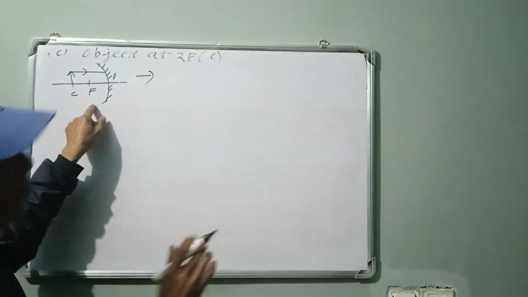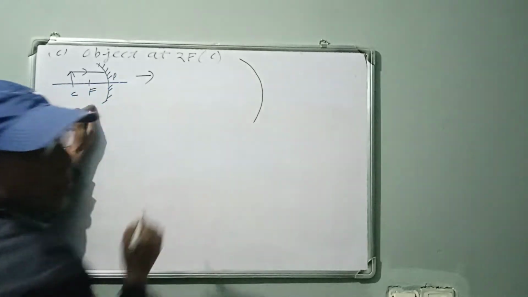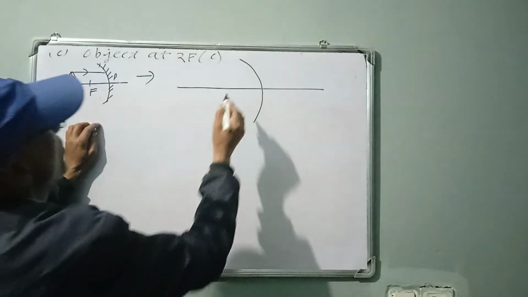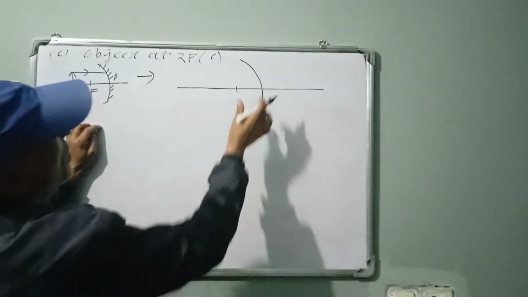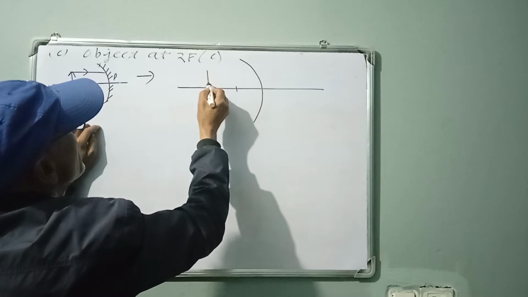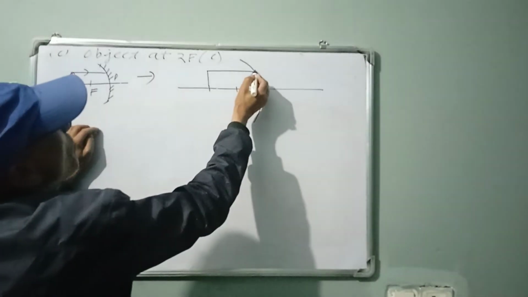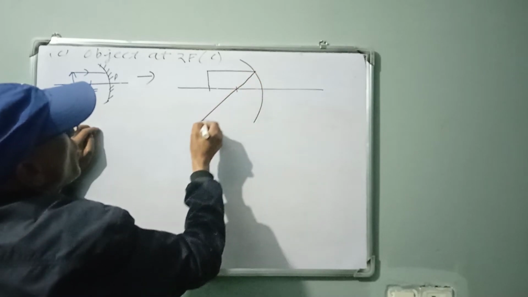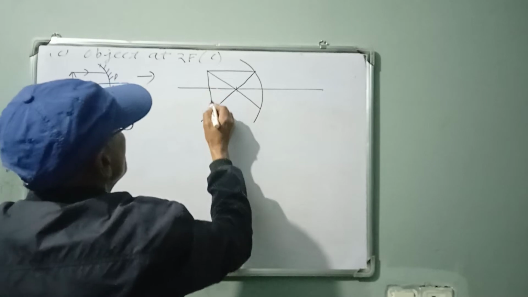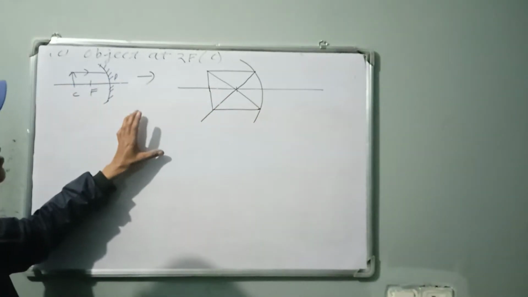This is an incomplete diagram. Complete diagram is this. Concave mirror, principal axis, focus, equal distance, C. Object is here. A ray parallel to the axis passes through the focus, and another ray which passes through the focus will be parallel, and they will meet at the same point.